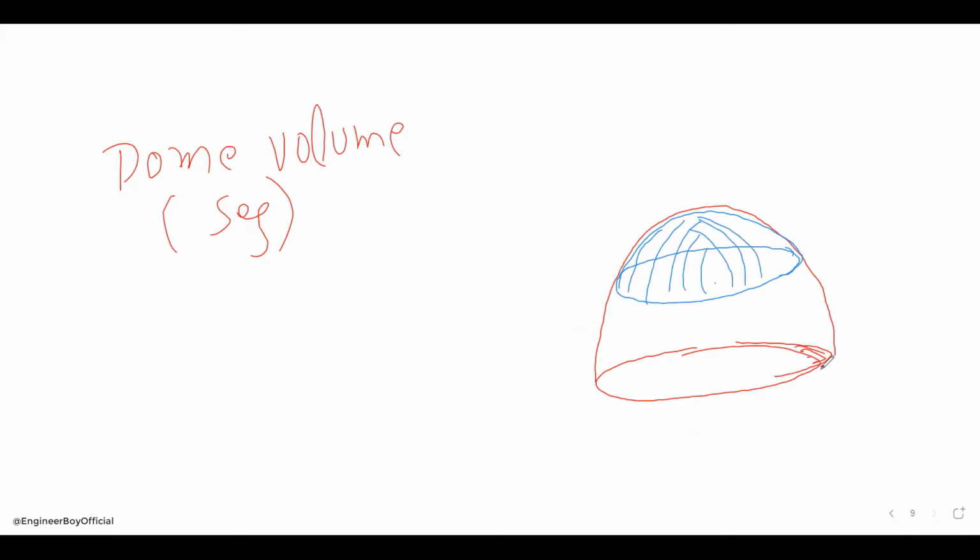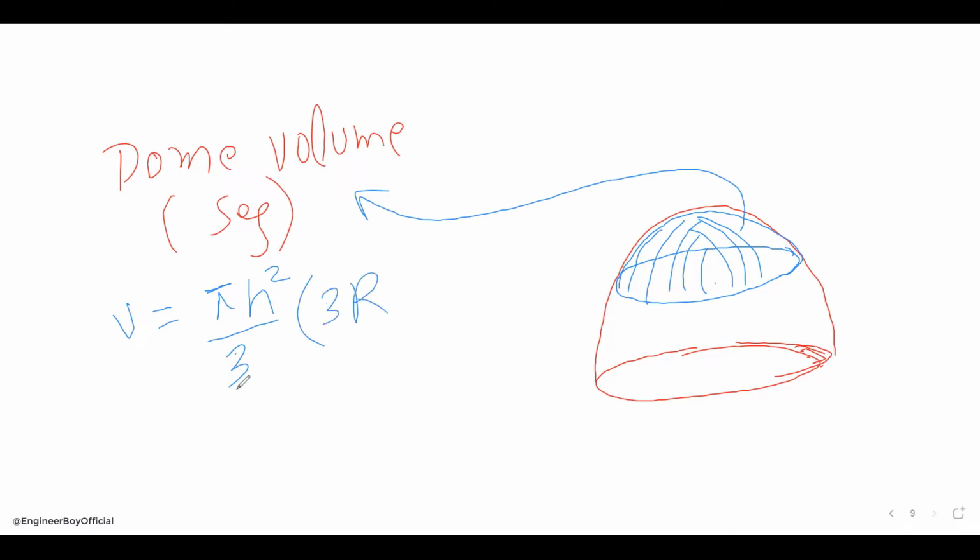So it means we have to determine the volume of this thing. The volume must be something like pi, and there is h squared by 3. Then you multiply that with 3r minus h. Now, r is the radius of the same dome, and the radius is from the center to the circumference, maybe like this. So this is the radius.